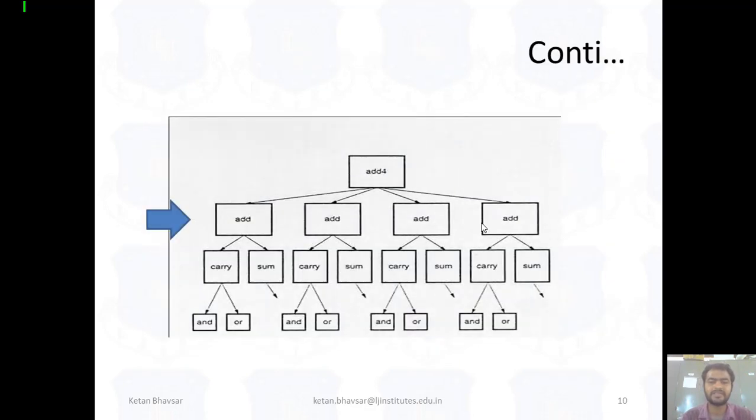So as you can see, in the 4-bit adder each and every module should work perfectly. If this adder works perfectly, and this adder, and this adder, and this adder work perfectly, then and only then can the 4-bit adder generate a specific, perfect result. Fine. So each and every module should work perfectly.